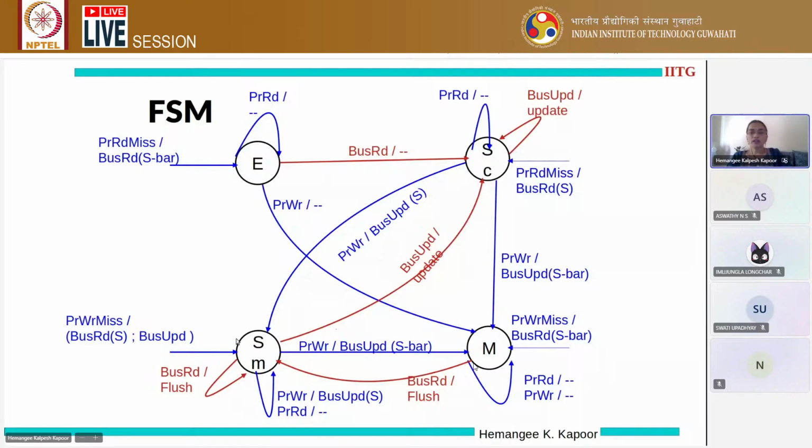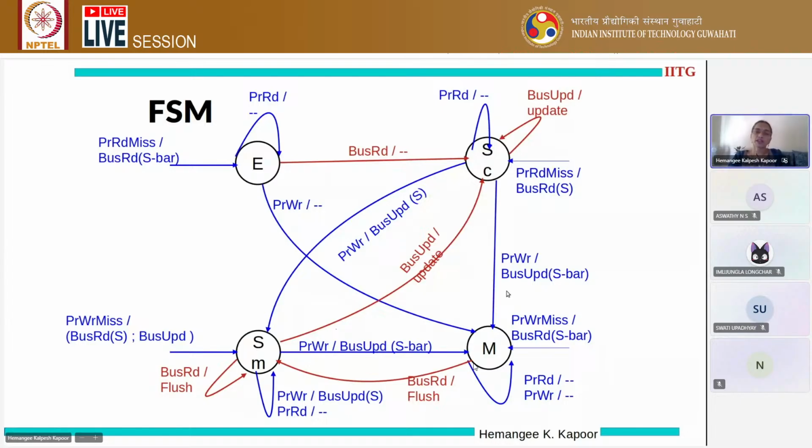Okay. Now when in state SM, if a bus update comes, right? So we are in state SM, the current cache has modified the data item, but it receives a bus update. So what does this indicate? This indicates that there is another writer in the system who has changed the data item and has sent us the updated copy. So now we have to update our copy and relinquish the SM state.